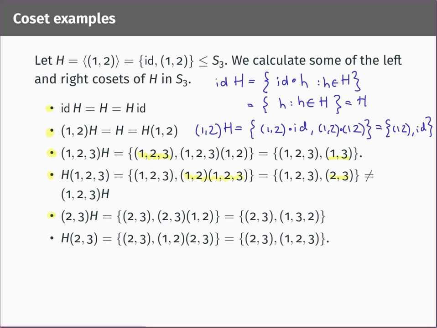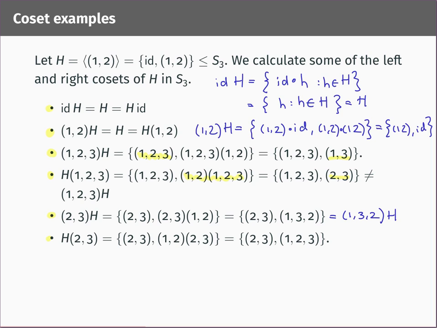Okay, some other examples. Let's work out left cosets by (2 3). If you do this, then what you get at the end is (2 3) and then (1 3 2). And here is an interesting observation, which is that if you worked out the left coset by (1 3 2), you would also get the same answer. And if we look at the right coset H(2 3), then you get (2 3) and (1 2 3).